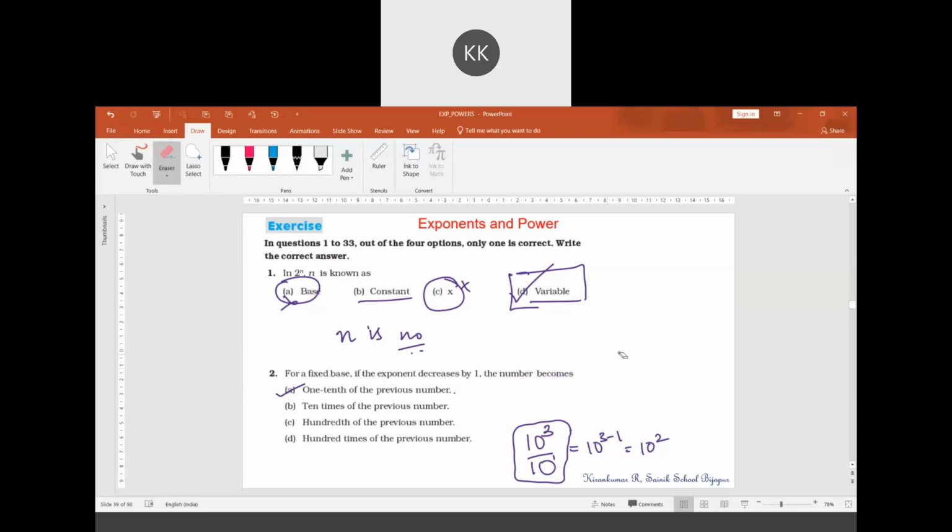Yes, sir. If we take 100, then it will come 100th of the previous number. Isn't it? 10 to the power of 100 to the power 4. If it is 100 to the power 3, it is like 100 to the power 4 by 100. So 1 by 100 times the previous. So what should be the answer here?